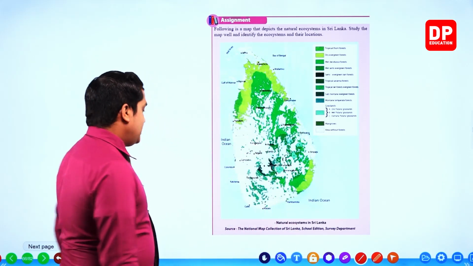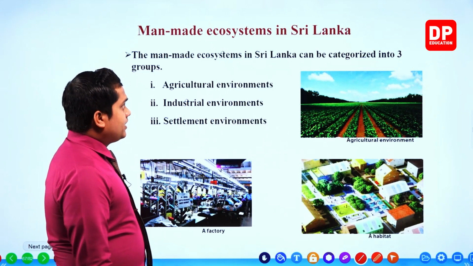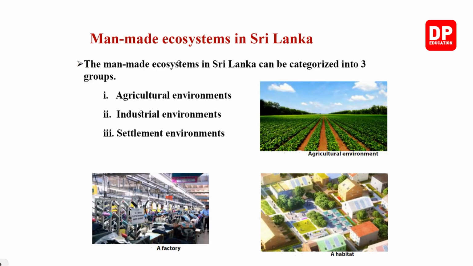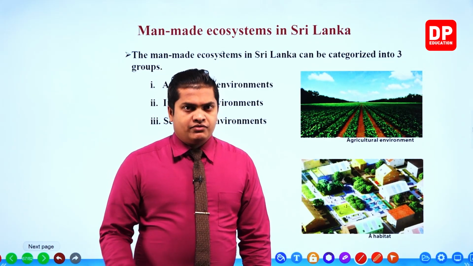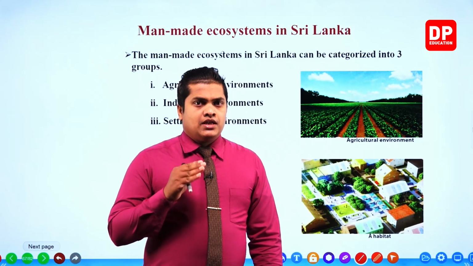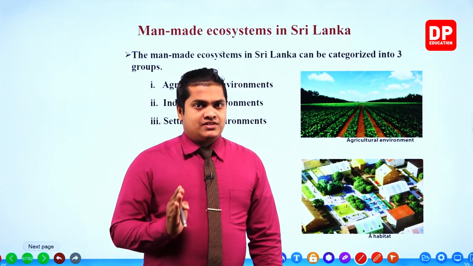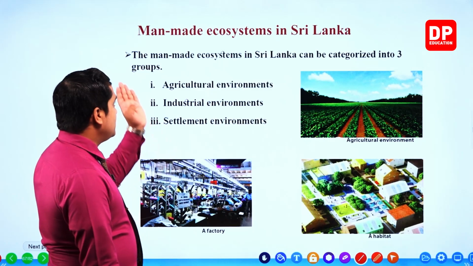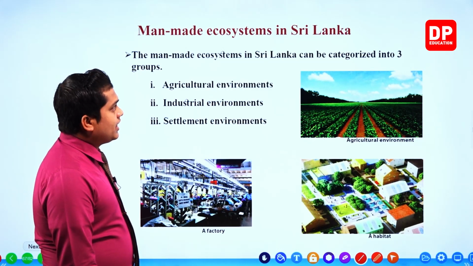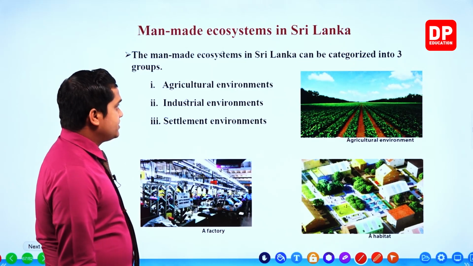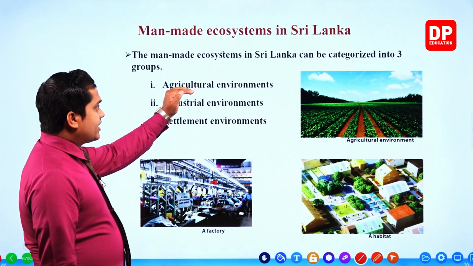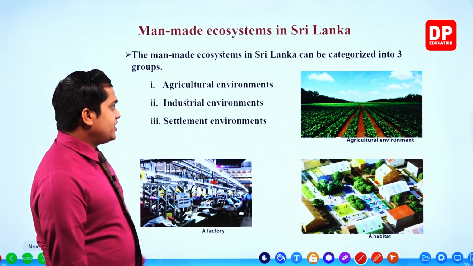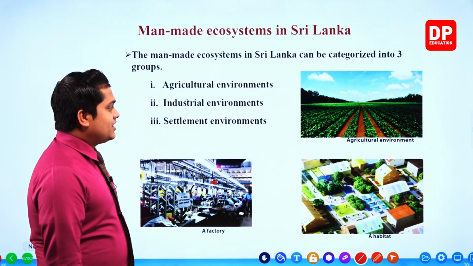Now let's head on to see the next topic. Here we are going to discuss man-made ecosystems in Sri Lanka. So when we are focusing on man-made ecosystems, man-made ecosystems in Sri Lanka can be categorized into three groups. The three main groups are agricultural environments, industrial environments, and settlement environments.